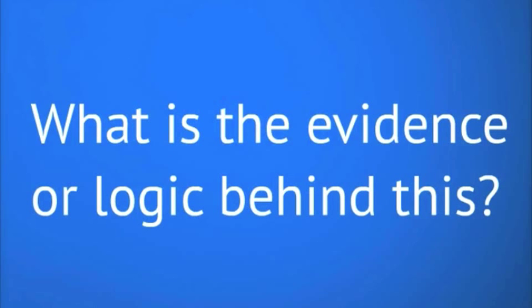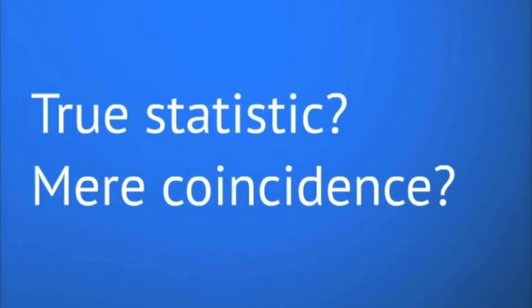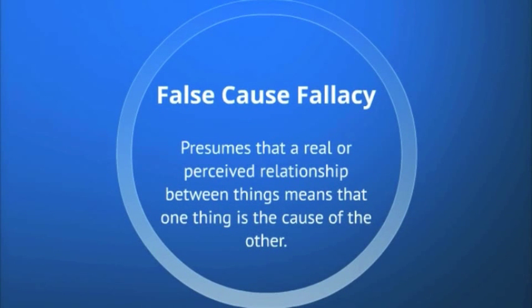Just because 45% of the viewers had this parasite, that does not necessarily mean that watching Family Guy caused them to host the parasite. Even if the statistic was true, which it is not, it's very possible or even probable that this would be a mere coincidence, and that watching the show would not cause men to host this parasite. The false cause fallacy presumes that a real or perceived relationship between things means that one is the cause of the other. Before we take a look at some more logical fallacies, why don't we take a moment to review?